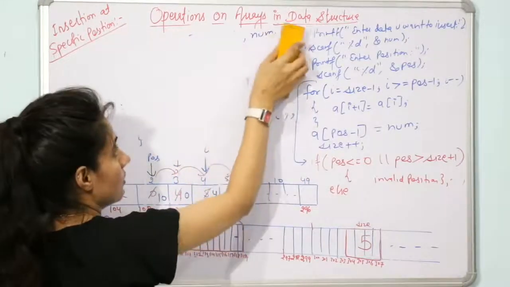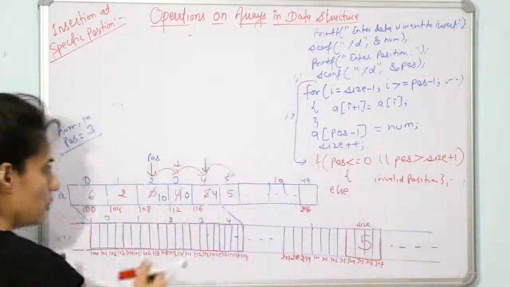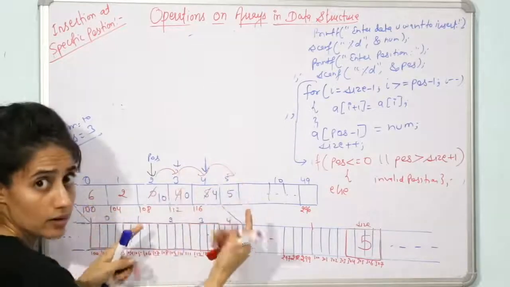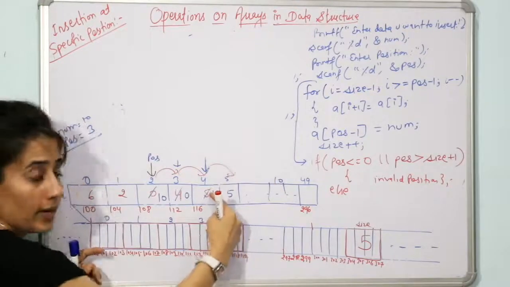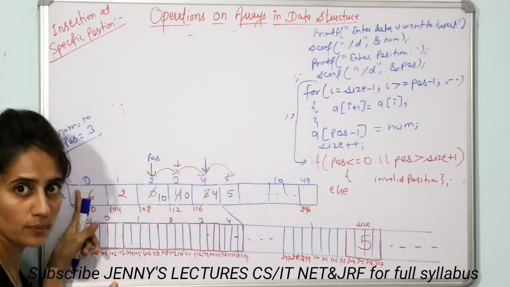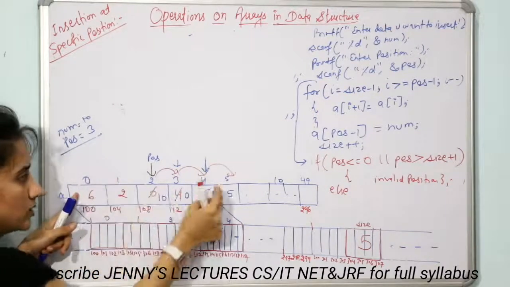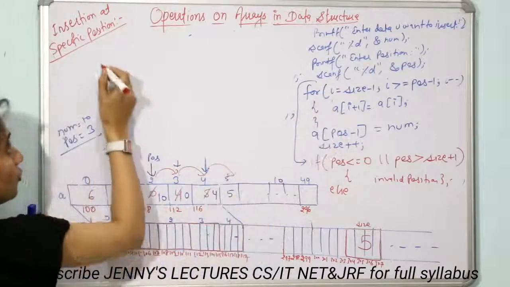How you will insert at the beginning of the array. For inserting at the beginning, you will have to shift all this data. Same, you are going to start the loop from here, size minus 1, and the loop will go till 0. Because obviously you are going to insert here, so you are going to shift all this data to the right side. So simply you will update this for loop like this.